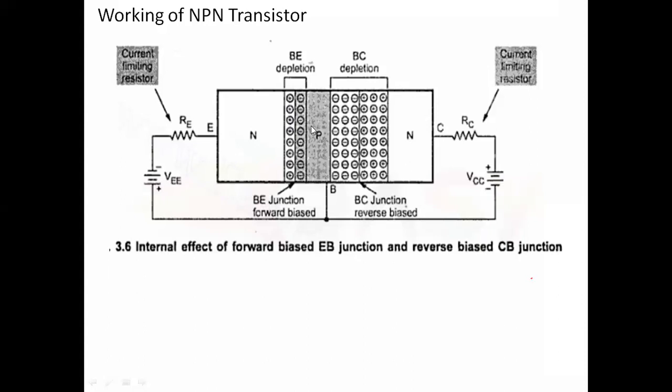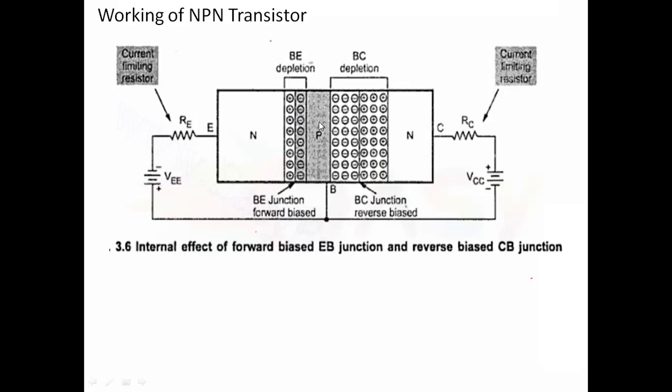In the base region, the majority carriers are holes, and these electrons will be recombined in the P region. But the P region is lightly doped, so less number of holes will be present, whereas the emitter is heavily doped, that's why more number of electrons will be present here. So more number of electrons will try to cross this base region.